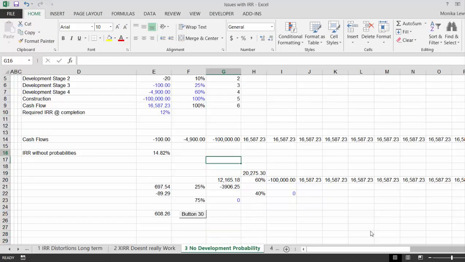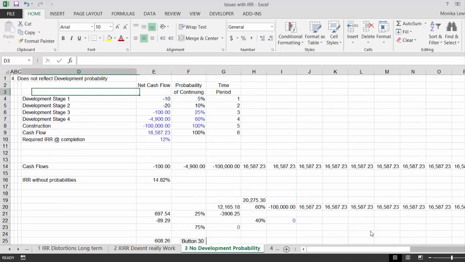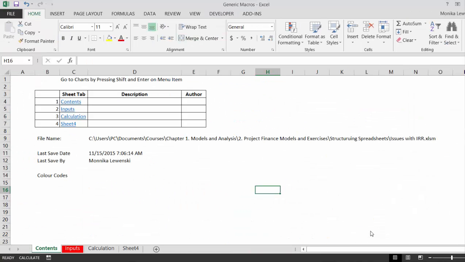Okay, what we'll do in this case, we're going to evaluate the development stage IRR versus the other IRRs. Now, the problem with this spreadsheet is that it doesn't address this horrible thing.